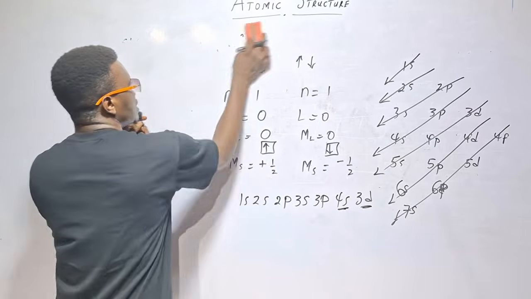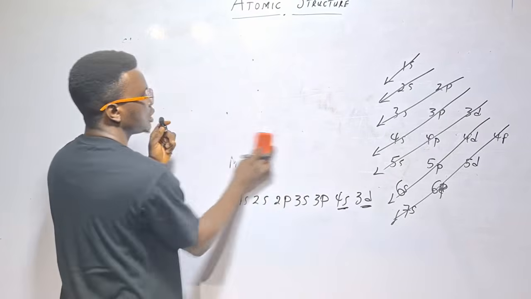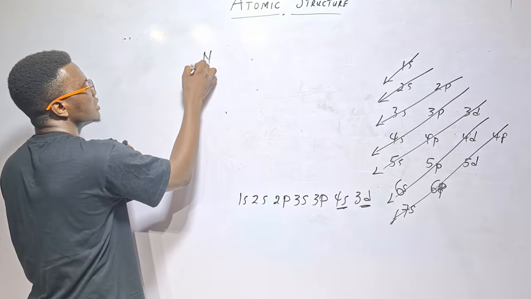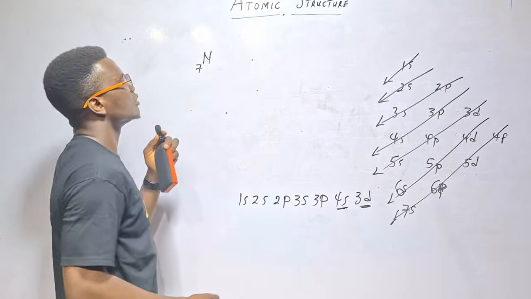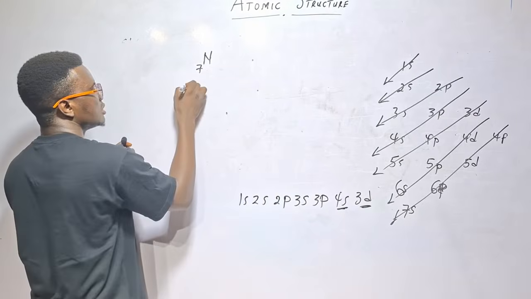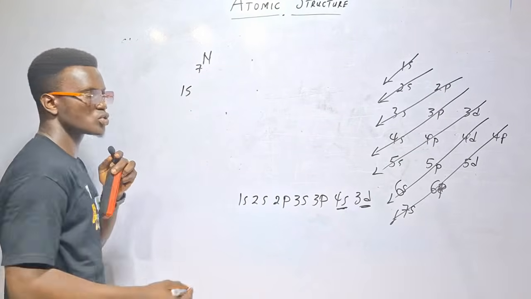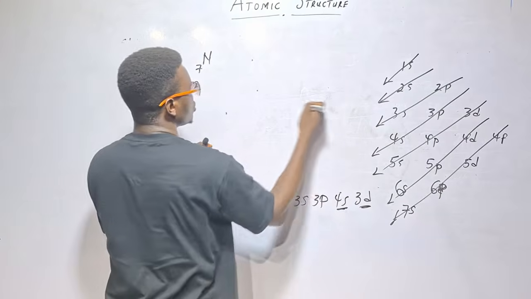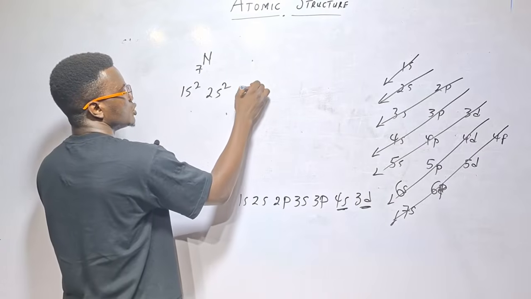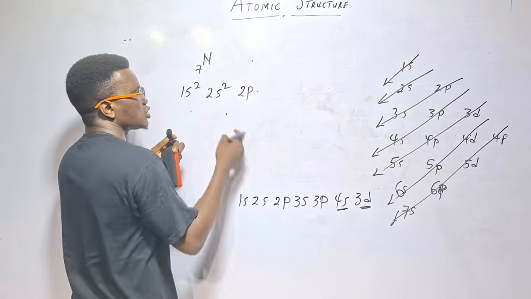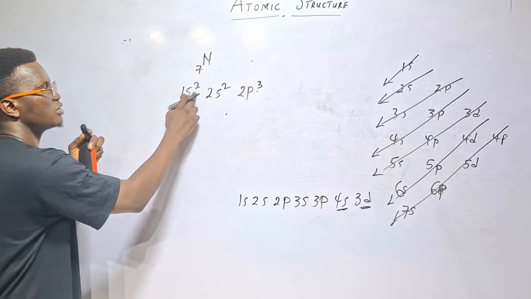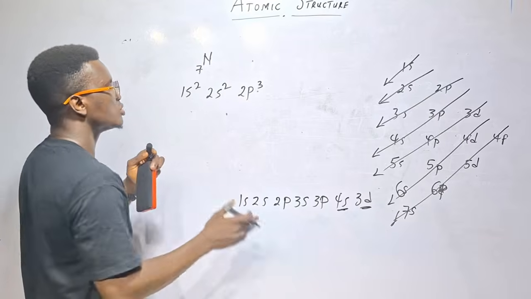So if they give you an element to write the electronic configuration, let's say you are given nitrogen, and the atomic number for nitrogen is 7, and they say write the electronic configuration. The first one you pick is 1s, and remember the maximum number of electrons in s is 2, so that will be 1s2, followed by 2s, that will be 2s2, followed by 2p, that will be 2p3. Do you get that? If you add all of this together, that's 7 already. So you have written for that.